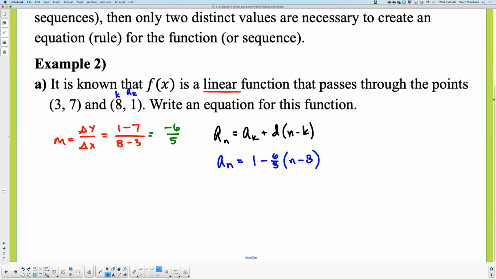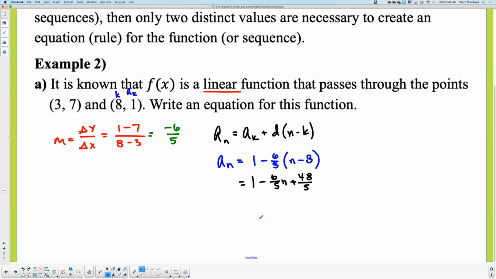Good. We go to simplify. Alright, we do negative 6/5 n plus, that is going to be a positive when we distribute, 48 divided by 5. Is that 48 divided by 5? I just multiplied the top. With a fraction, you multiply the top and you divide the bottom. What's 6 times 8? 48. 48 divided by 5. I totally agree.